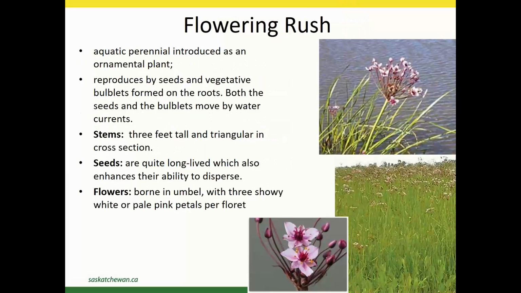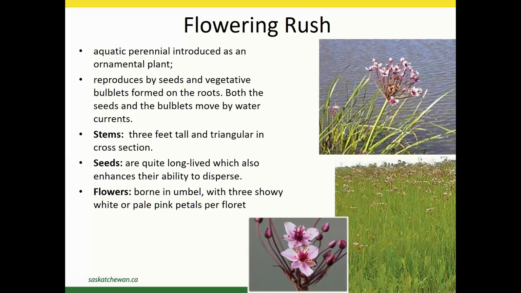Flowering rush, this is kind of an aquatic or semi-aquatic weed, and it was introduced as an ornamental plant for water gardens. It reproduces by bulblets that are formed on the roots as well as seeds. Both of those move on water and in currents.